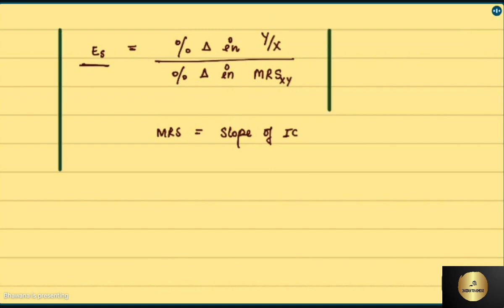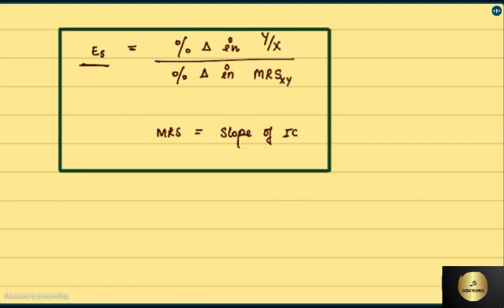So what is the difference between MRS and this ES? The basic difference is that your ES represents at what ease a consumer can substitute between good Y and good X. It tells how easy it is for a consumer to substitute between these two goods. Like, if he wants to increase consumption of good X by one unit, how easily can he sacrifice good Y?